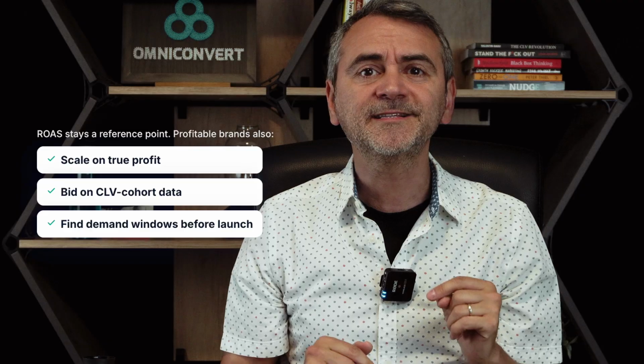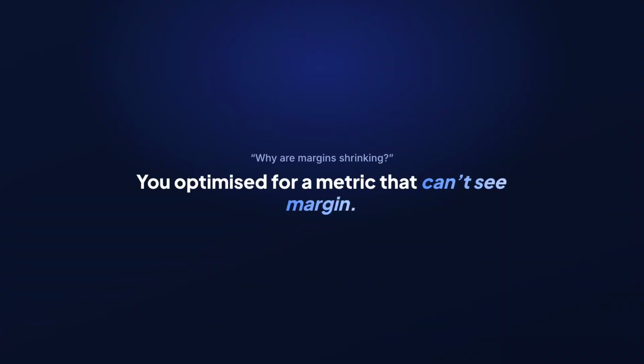Now, remember your CFO's question, why are margins shrinking? That has an answer now. The answer is that you have been optimizing for a metric that cannot see margin. Fix the metric, fix the margin.